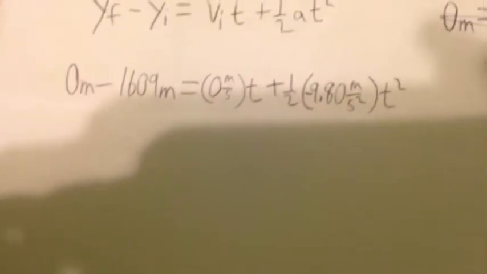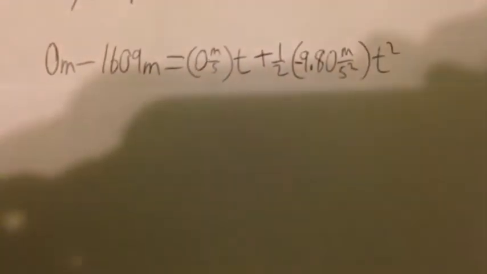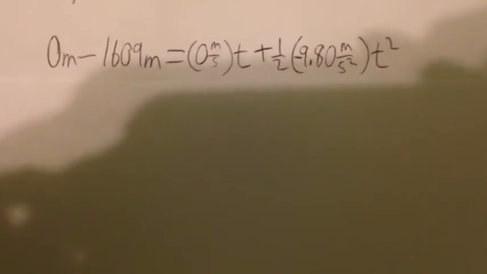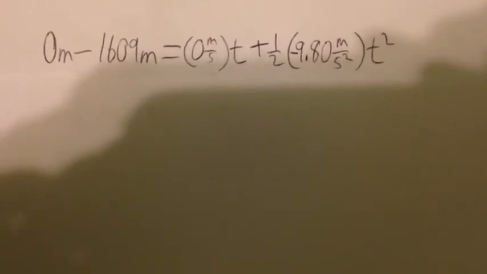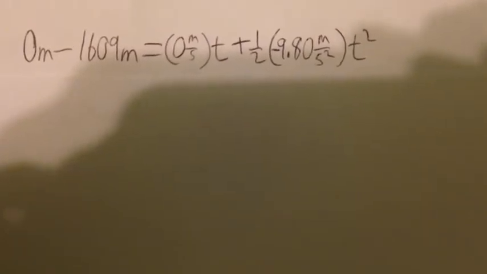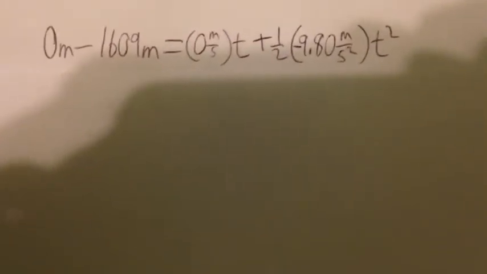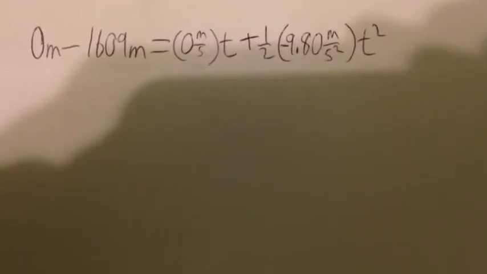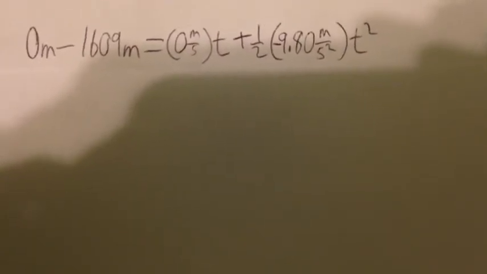We know that his final displacement, his final height, is 0 meters because he is hitting the ground, starting from his initial height of 1,609 meters in the air, which is 1 mile. We know his initial velocity is 0 meters per second because he is starting at the top of his flight, in which case he is not moving. We also know the acceleration is due to gravity and that it is negative 9.80 meters per second squared.